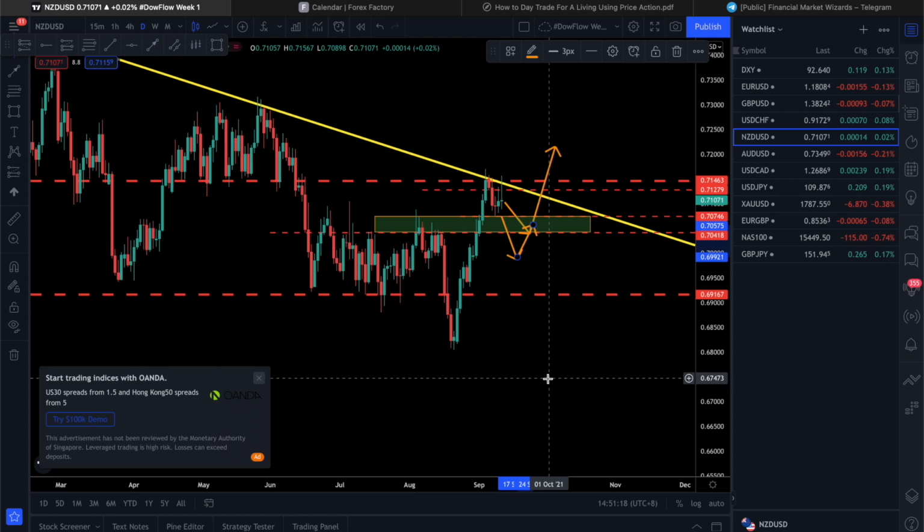I do not know if we will get this trade set up next week, but these are the key levels that you need to pay attention to.